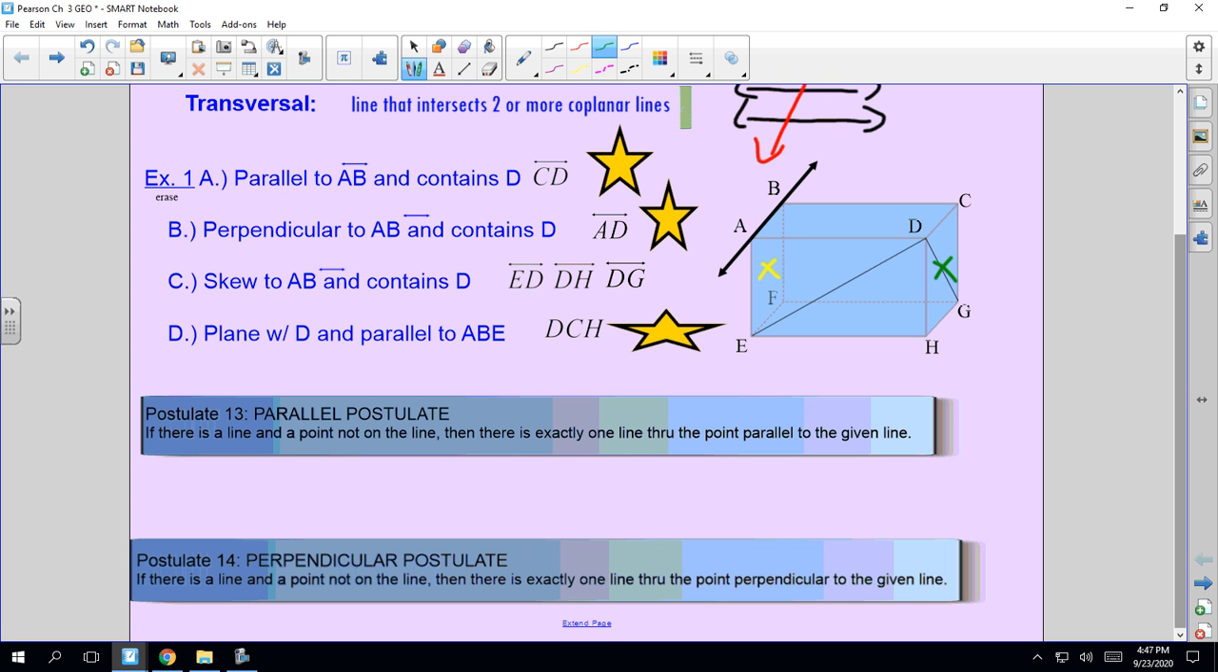All right, a couple postulates here. I'm going to draw you pictures of these two. We've got the parallel postulate. It says if there is a line and a point not on the line, so let me draw a picture of that.